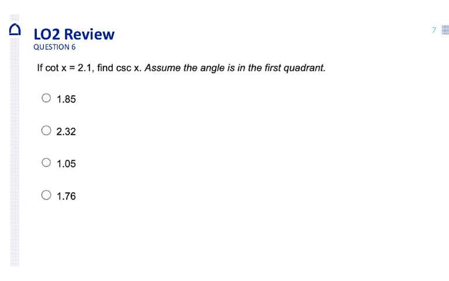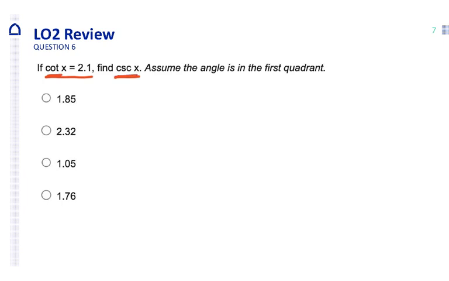Okay, here is an example where they give us the value of cotangent, and then they want us to find the value of cosecant. So it's really going to be something more complicated than a reciprocal function, because cotangent is the reciprocal of tangent, and that's not what they're asking for. And also cosecant is the reciprocal of sine, and that's not what they're asking for.